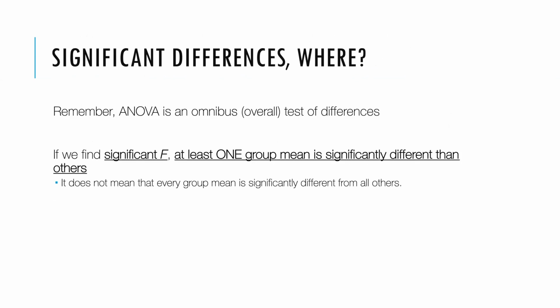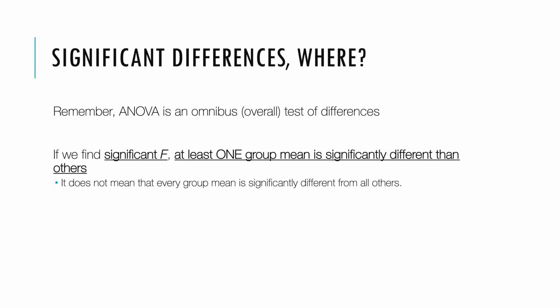ANOVA is an overall test, omnibus meaning overall. It's an overall test of differences. So when we find a significant F test, what it means is that at least one of the groups is significantly different from the others. It doesn't mean that they're all different. It means that at least one of them is different. The next step is figuring out where that difference is. That means investigating the data a little bit more, looking at the means a little bit more, or we can do some post-hoc comparisons to figure out where those differences are and see if they're actually significant. The first step is to figure out if we find a significant omnibus test. If we don't find a significant difference overall, it's probably not wise to go cherry picking and see if these groups differ from one another.